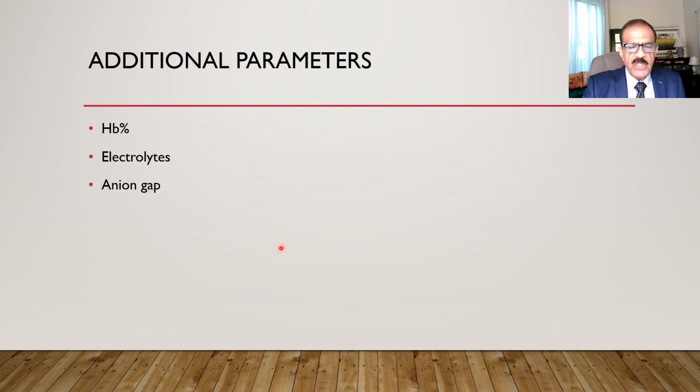In some additional machines, some newer machines, they measure additional parameters like Hb, and electrolytes: sodium, potassium, chloride, bicarb. They can also measure anion gaps. So if you're using some modern machine, you would have more parameters, because all these things are normally measured from the venous blood, but they can be measured from the arterial blood also.